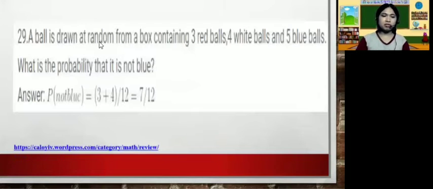A ball is drawn at random from a box containing 3 red balls, 4 white balls, and 5 blue balls. What is the probability that it is not blue? So it is similar to our problem. What they did was add the 3 red balls and 4 white balls. They did not include the 5 blue balls, because the question is, what is the probability that it is not blue? So 3 plus 4 equals 7, over all possible outcomes, so 3 plus 4 plus 5 equals 12. So the answer is 7 over 12.